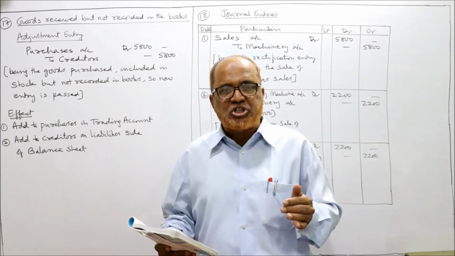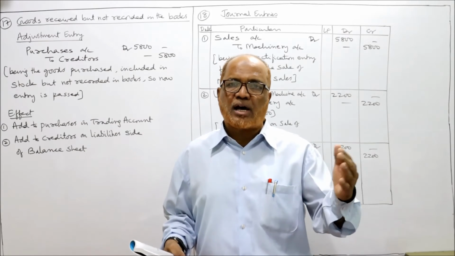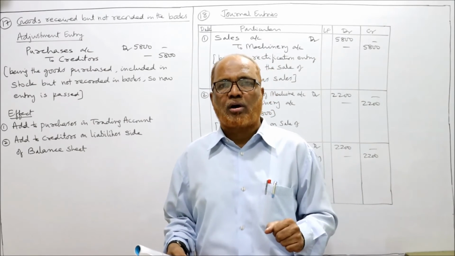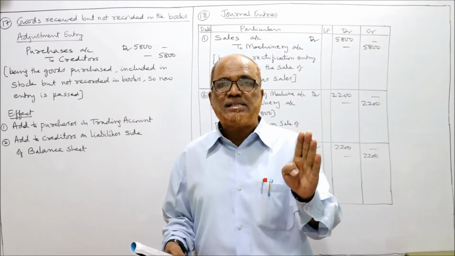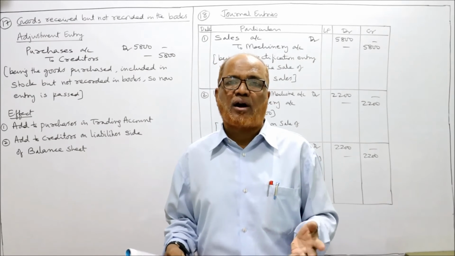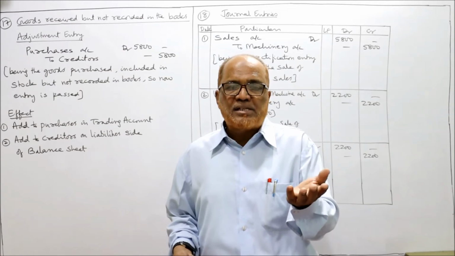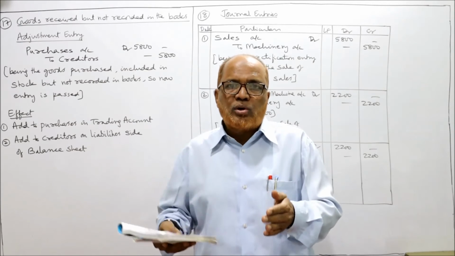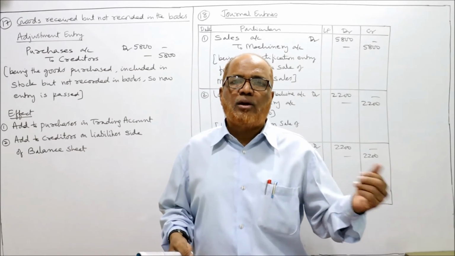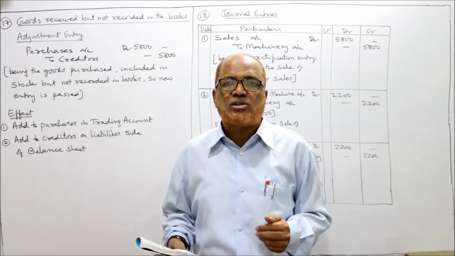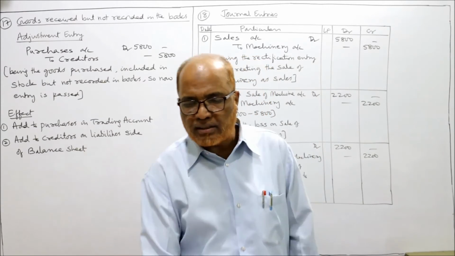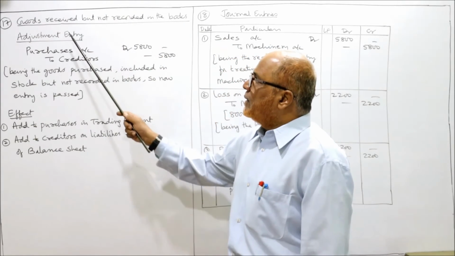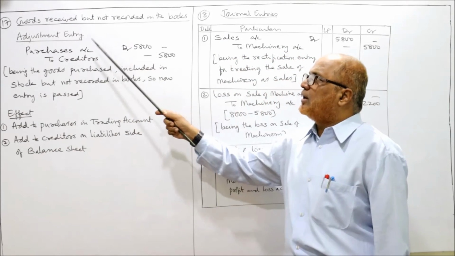That means we have purchased the goods and the goods are included in the closing stock, but the bills had not been received and accounted for. So far bills have not been received, but goods have been received. When goods are received and included in closing stock, but the entry has not been made, now we'll make the entry. So in this case, goods received but not recorded in the books.